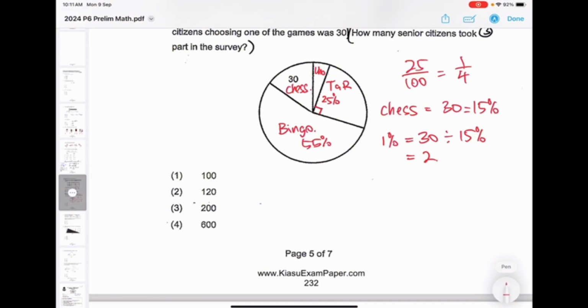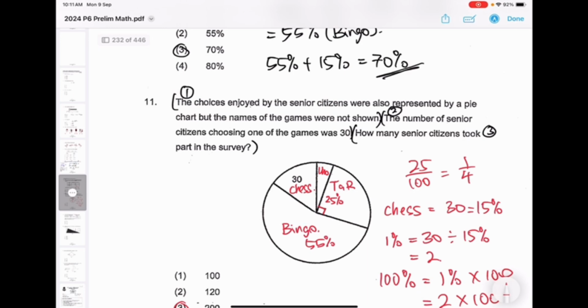And from there, what I can do is say that 100% equals 1% times 100, which equals 2 senior citizens times 100. And therefore, my answer for this question is 200. Number 3 is your answer for question number 11.